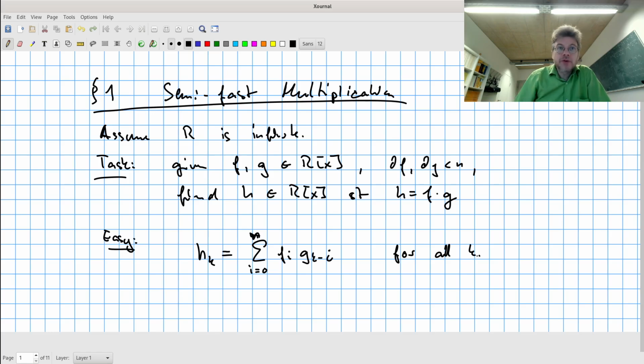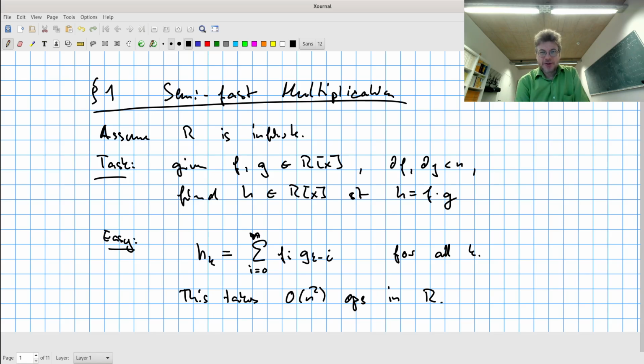It's obviously correct because that's how they are defined, but that's a bad algorithm, because this sum is a sum of length n, and we have to do n products of elements of R, and then as many additions. So the computation of one of these h's takes linear time, but I have a linear number of them, so altogether I have quadratic time. So this takes O(n²) operations in R.